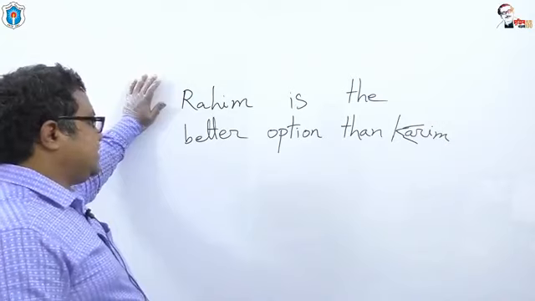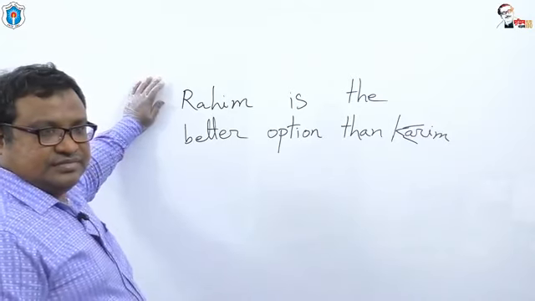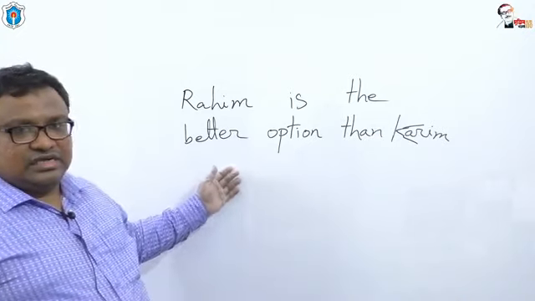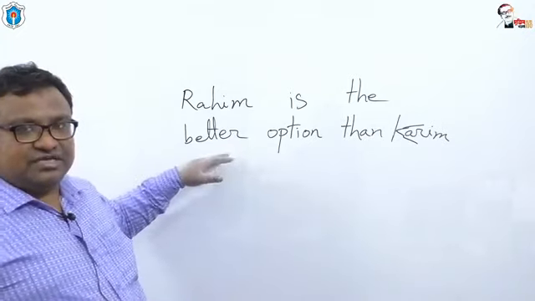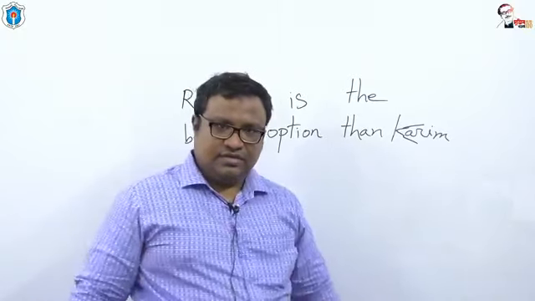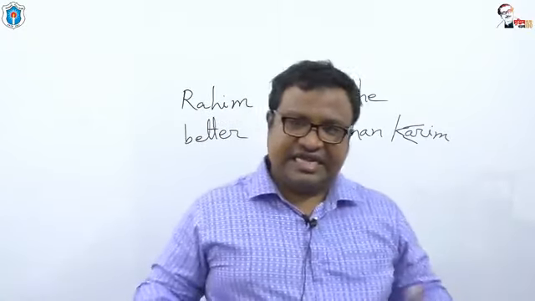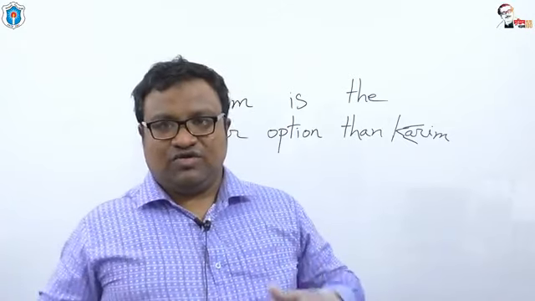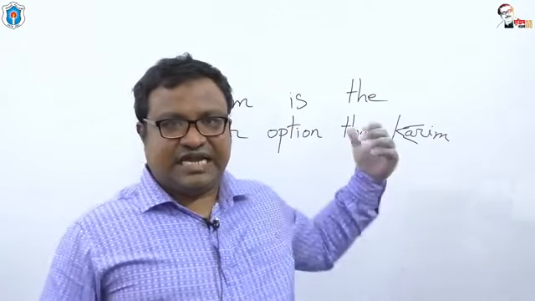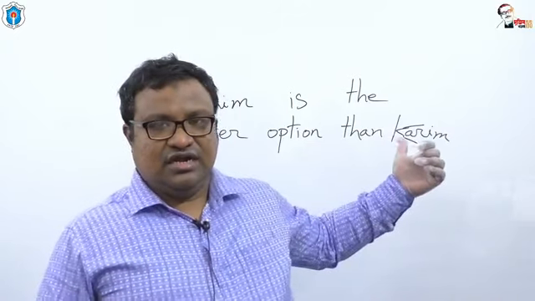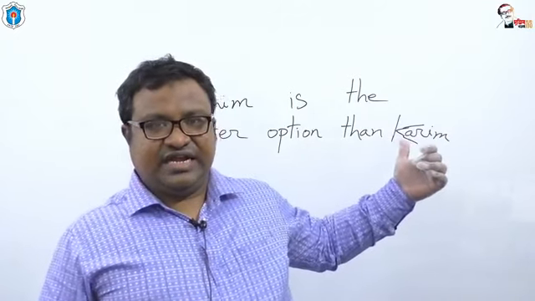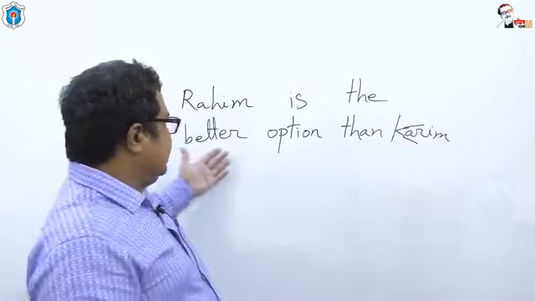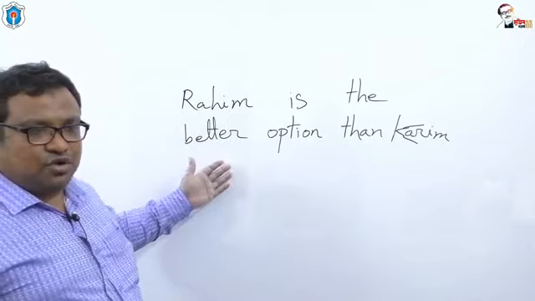Rahim is the better option than Karim. Just now I have used the before comparative degree. So what is the problem here? You people may think now that this person is going to confuse us. Just now he has used a definite article before comparative degree, and now he is saying that this sentence is wrong. What is the problem with him?